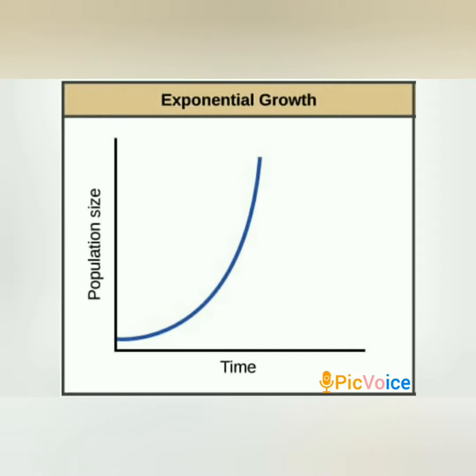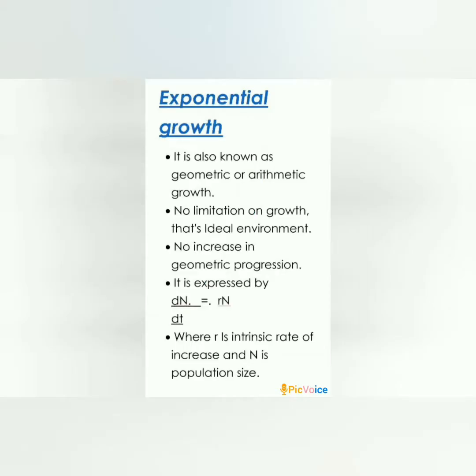It is expressed by dN/dt = rN, where N is the population size and r is the intrinsic rate of increase. During exponential population growth under an ideal unlimited environment, the per capita rate of increase is maximum and is called the intrinsic rate of increase. The maximum value of r is often referred to by the less specific but widely used expression called biotic potential, or r. You can pause the video to note this down.